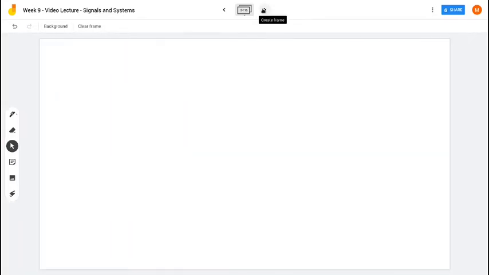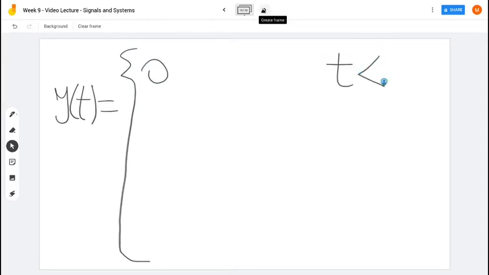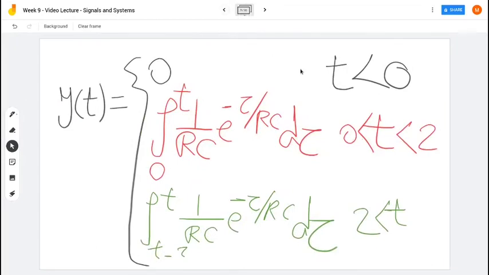So y of t would be equal to 0 if t is less than 0. And next, for t from 0 up to 2, we're having this integration. So 1 over RC will get out of the integration, and this kind of integration you have to divide by minus 1 over RC. So effectively we're multiplying with minus RC. So it will cancel out with this 1 over RC over here. And we will end up with e to the negative tau over RC with the limits.